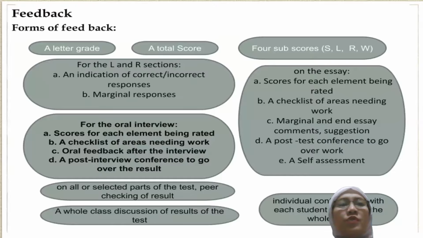Okay. And then the next one is feedback. Forms as feedback can be a letter grade untuk A, B, C, D, atau total score bentuk angka 0-100, atau dalam 4 subscores, atau skornya itu dibeda-bedakan dalam 4 subscores: speaking, listening, writing, or reading. For the listening and reading section, the feedback can be indication of correct or incorrect response or marginal response. Marginal response ya tanggapan yang diberikan di akhir oleh teacher-nya.